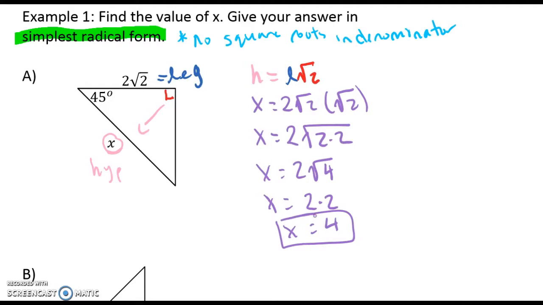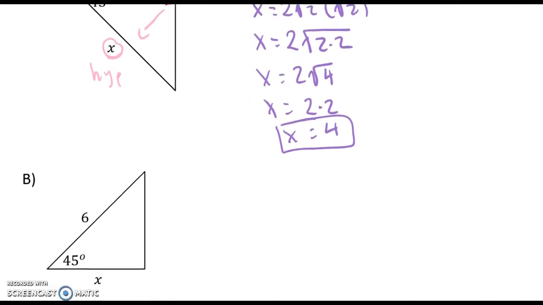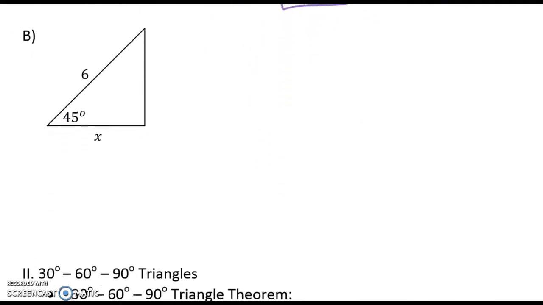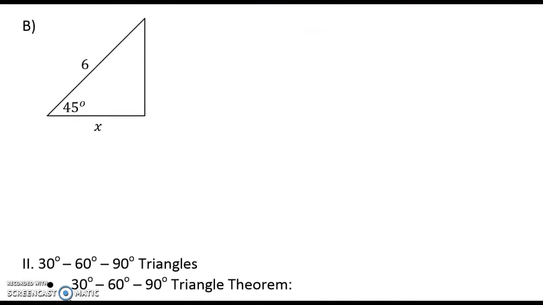Okay, let's take a look at the next example, and I promised you we'd look at one where we'd end up having to deal with square roots in the denominator. Alright, so once again, let's just pretend I didn't forget to draw on the right angle. There we go.